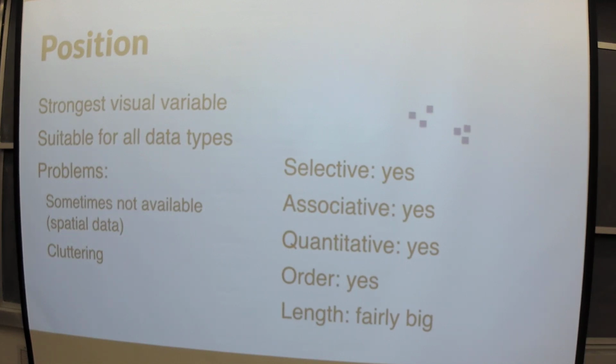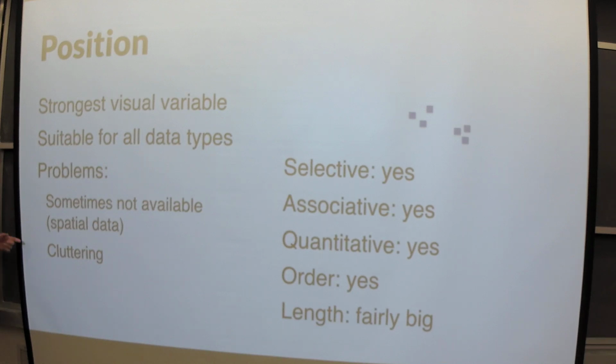So we can use this for categorical or ratio data. It works for anything. So usually this is your first go-to thing, right? If you want to encode something, you should try to do this with position, but sometimes it's not available. So for example, if you wanted to encode data on top of a map, your position is already taken up with geolocation. So then you have to choose another visual variable.